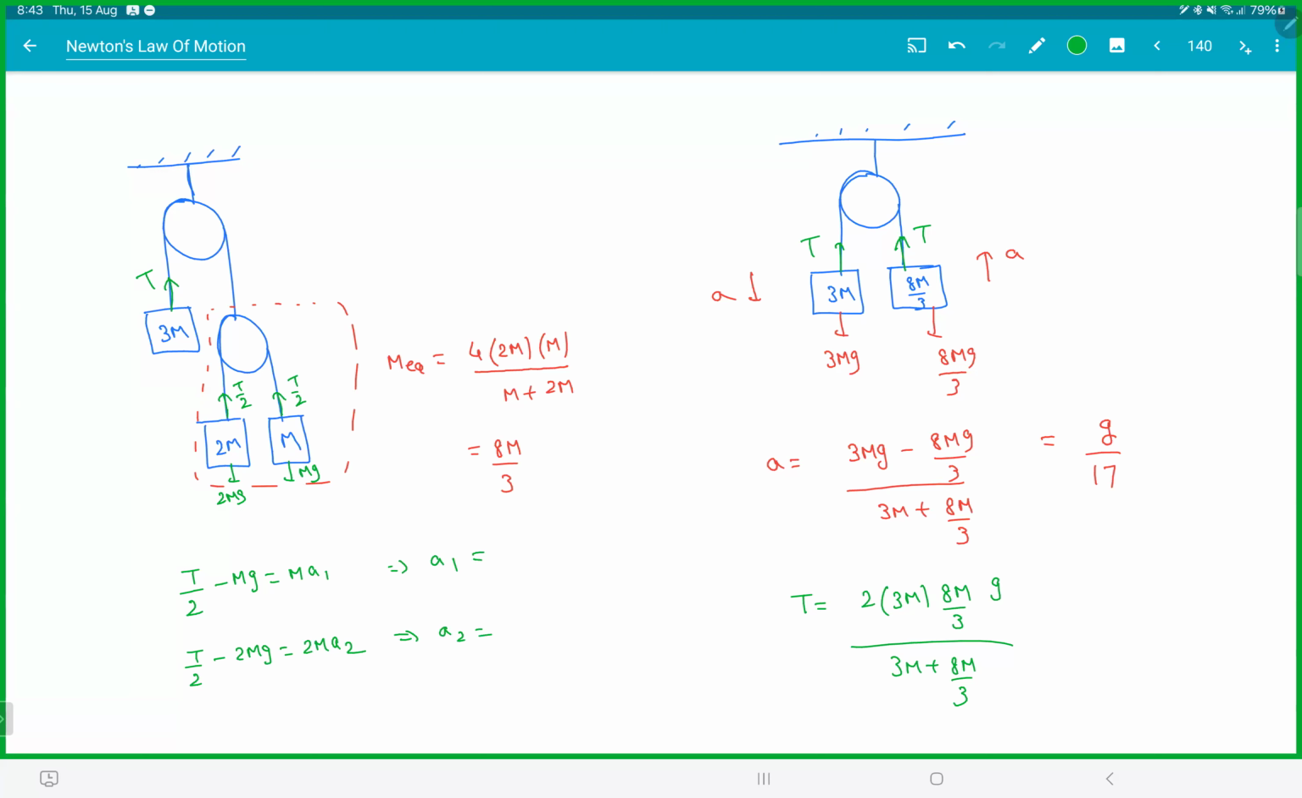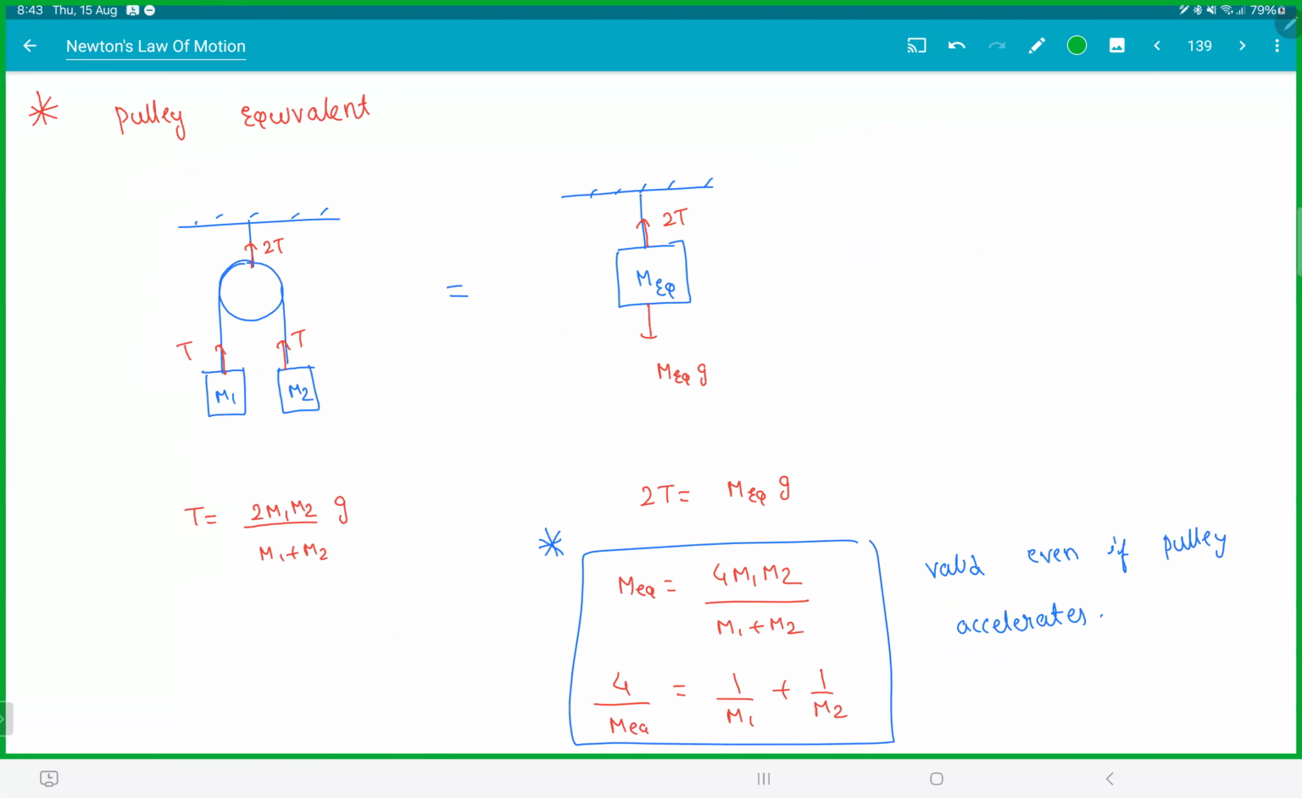Saves you time. How did it derive here? Substitute a2 here. Just take this T here and substitute it. I skipped a step.